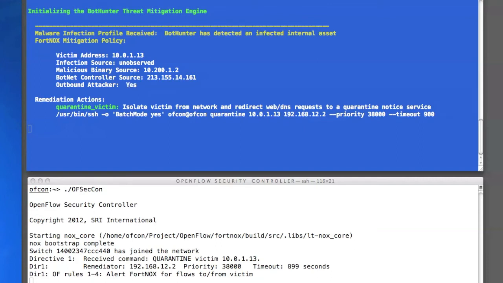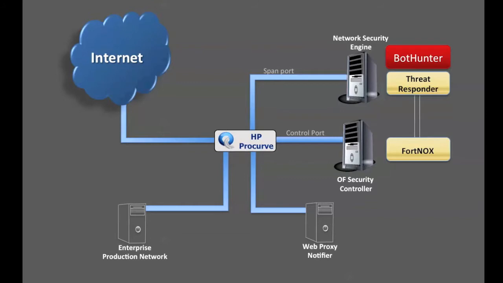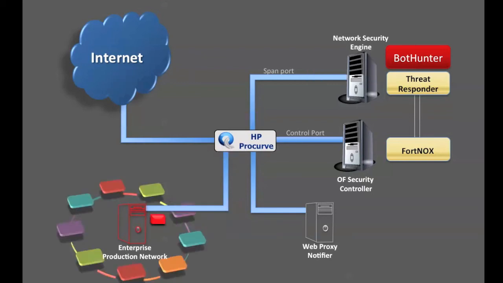Fortunately, for infection profiles of this nature, I've pre-programmed Bot Hunter's threat responder to automatically issue a quarantine directive to FortNOX. Here's how that works. Once my host became infected, Bot Hunter observed it reaching out to a botnet control center, which it could detect based on to who and what was being communicated. It also observes a continual stream of malware-focused port scans from my host performed across the production network and possibly out to the internet as well.